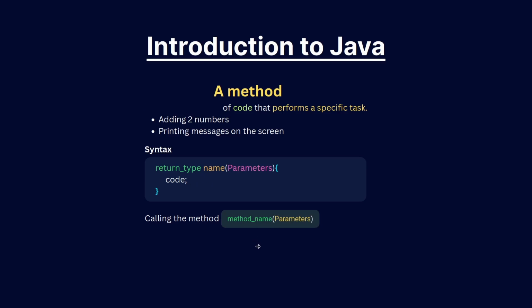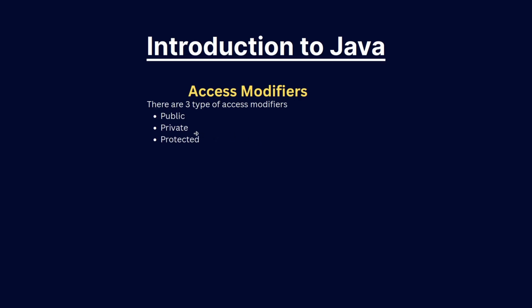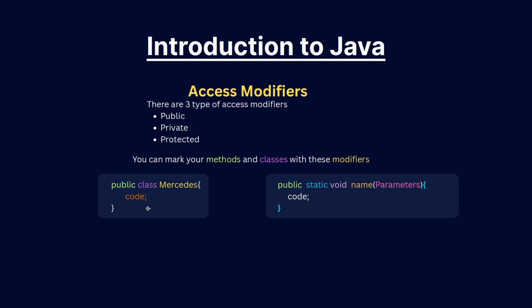Another keyword that you need to understand is the access modifiers, and there are three types of access modifiers. We have private, public, and protected, and you can use these to mark methods and classes. When you mark a class public, that means you can access it from anywhere. When you mark a class private, that means you cannot access it. When you mark it protected, you can only access it in a specific package. But don't worry about these access modifiers right now, because we'll cover them later in the object-oriented section. These access modifiers are used in classes and methods.